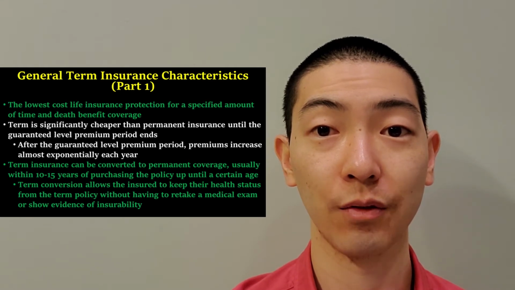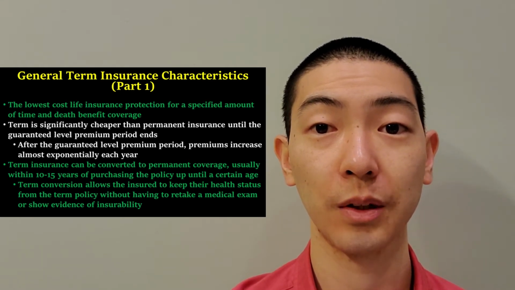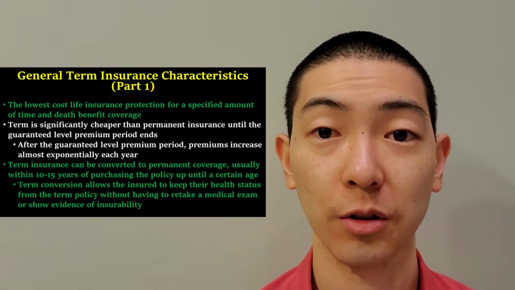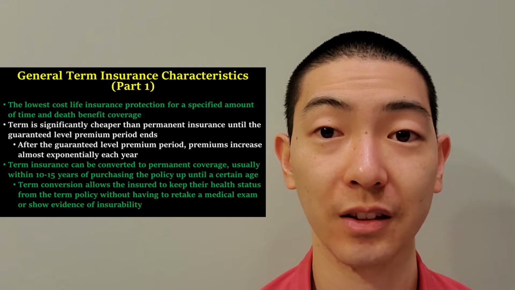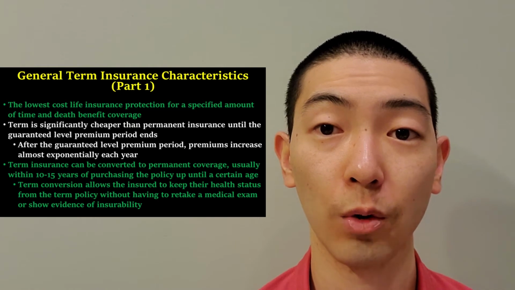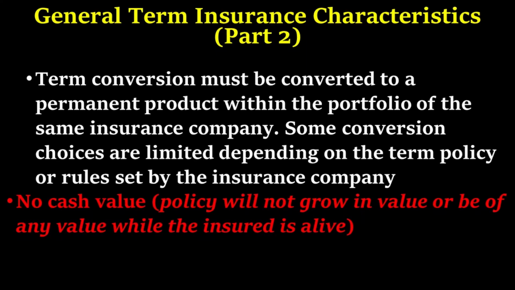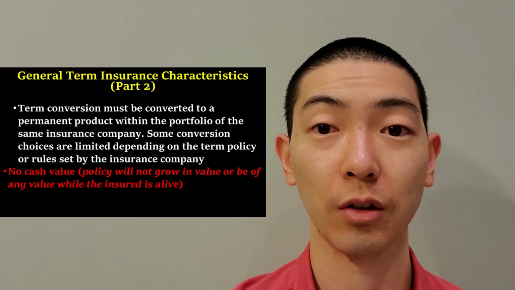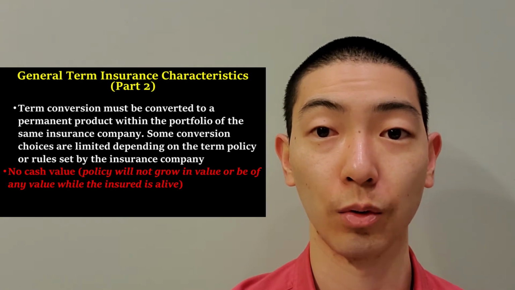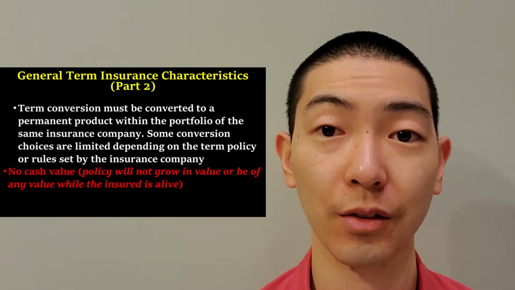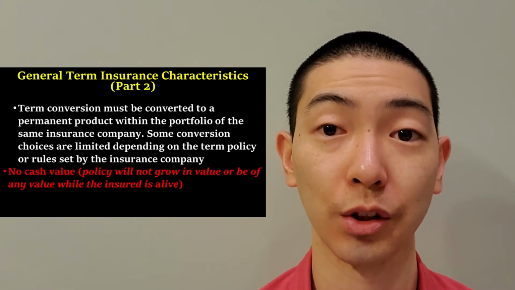Term insurance can be converted to permanent coverage, usually within 10 to 15 years of purchasing the policy, up until a certain age. Term conversion allows the insured to keep their health status from the term policy without having to retake a medical exam or show evidence of insurability. Term conversion must be converted to a permanent product within the portfolio of the same insurance company. Some conversion choices are limited depending on the term policy or rules set by the insurance company. No cash value. Policy will not grow in value or be of any value while the insured is still alive.